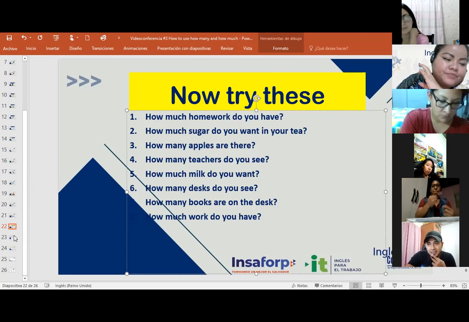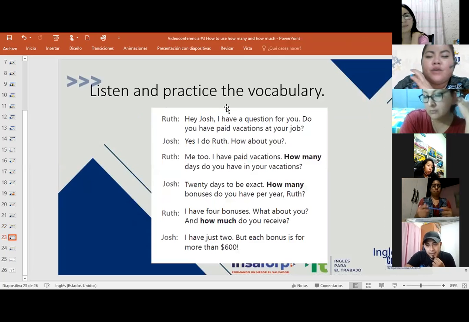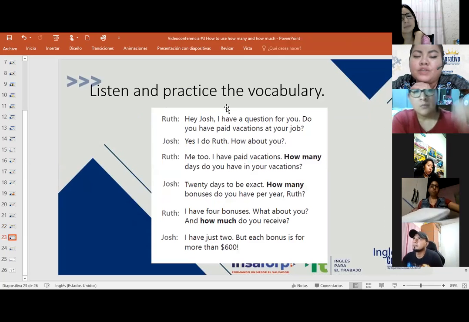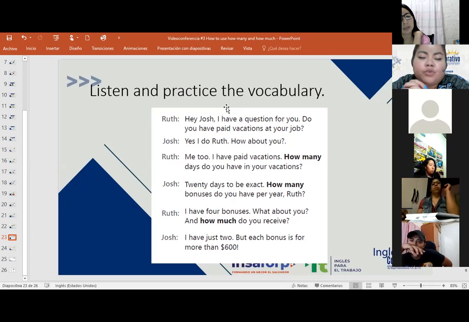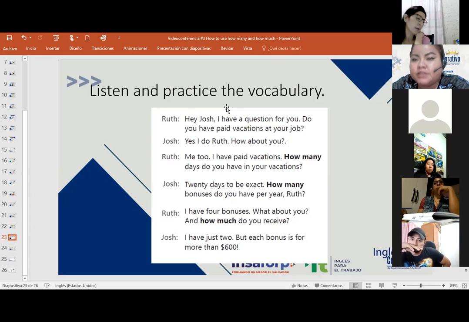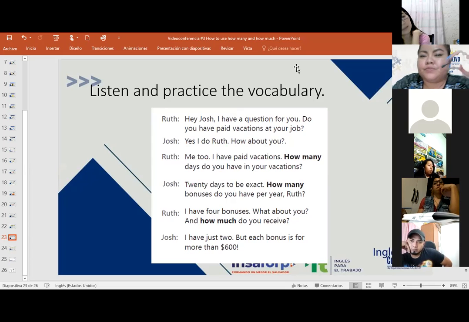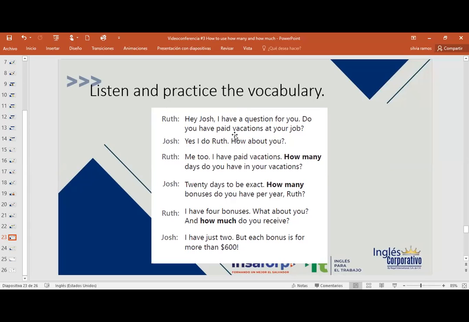Let's continue. We're going to see a conversation, a simple conversation. Look at my computer, please. Vean la computadora, la pantalla, right? We have a conversation between Ruth and Josh, okay? Now we're going to pay attention to the use of how much and how many, right? In two simple questions. Veamos el contexto, right?